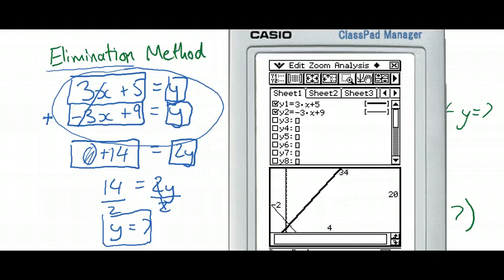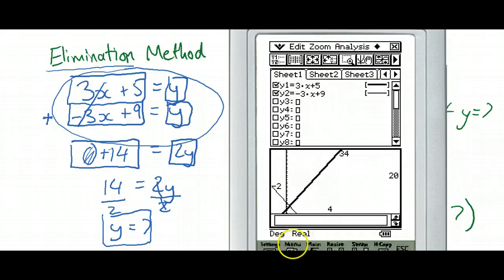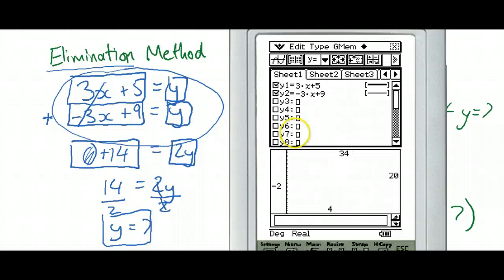Okay, and in order to check that our answer is correct, if we go into the Casio ClassPad, I'll just show you how we got here. So go to Menu, Graph and Tabulation, and then in here we enter in what our equations are. So I've entered in y equals 3x plus 5, that was our first equation. I've also entered in y equals negative 3x plus 9, that was the second equation.